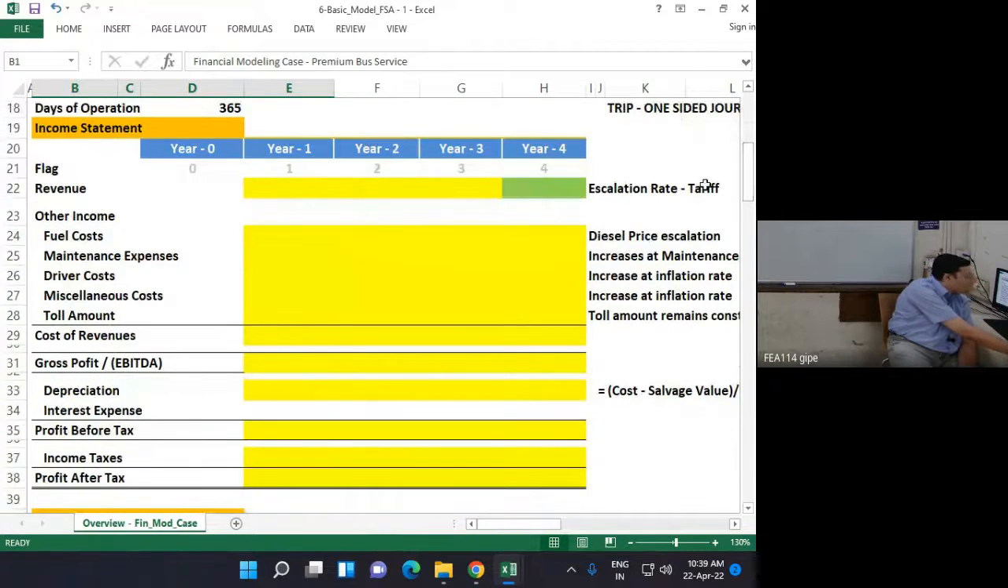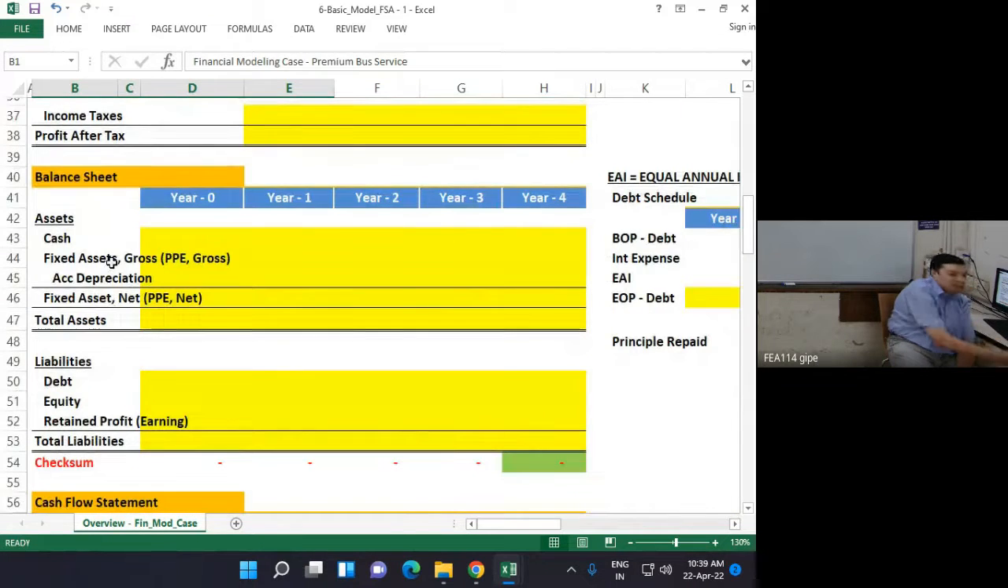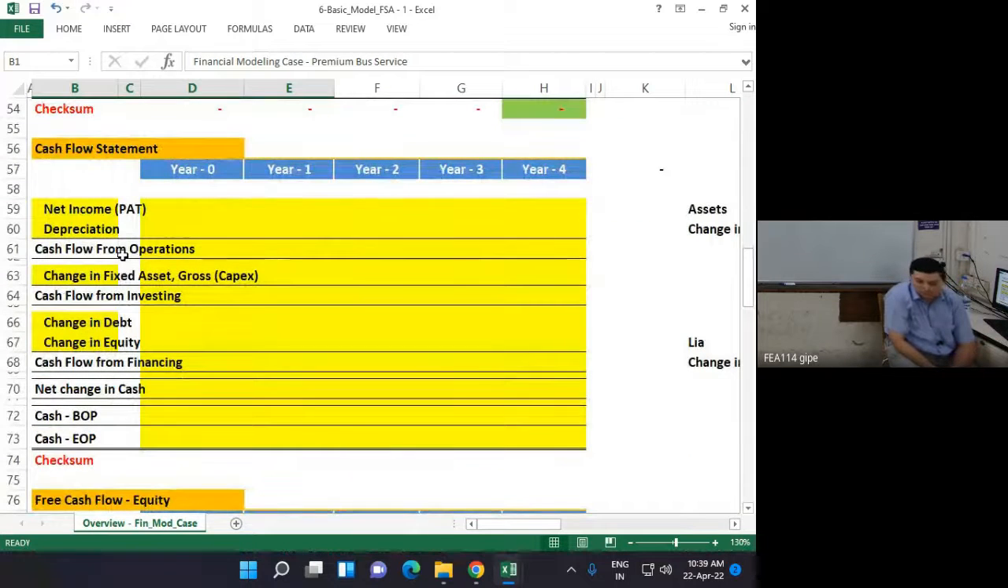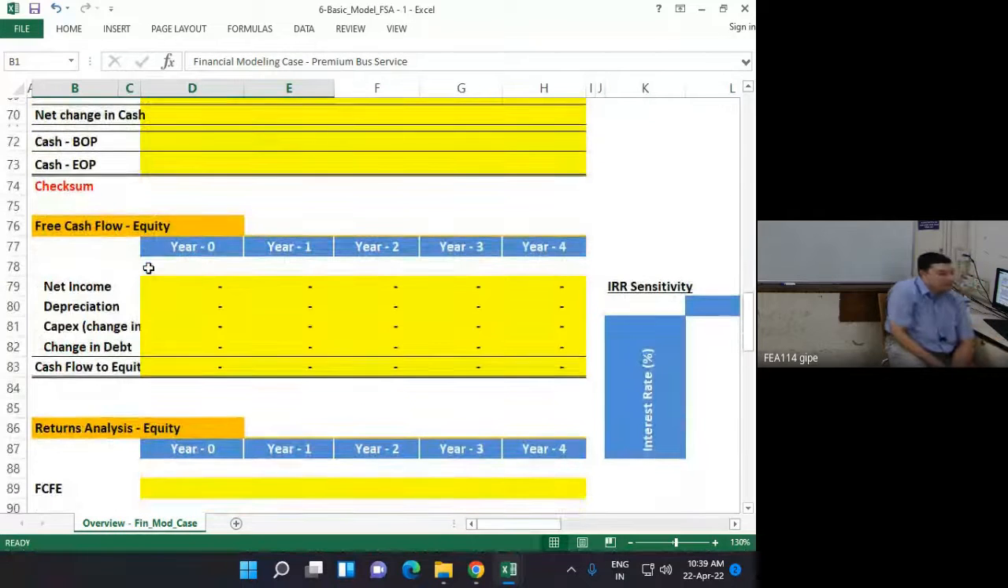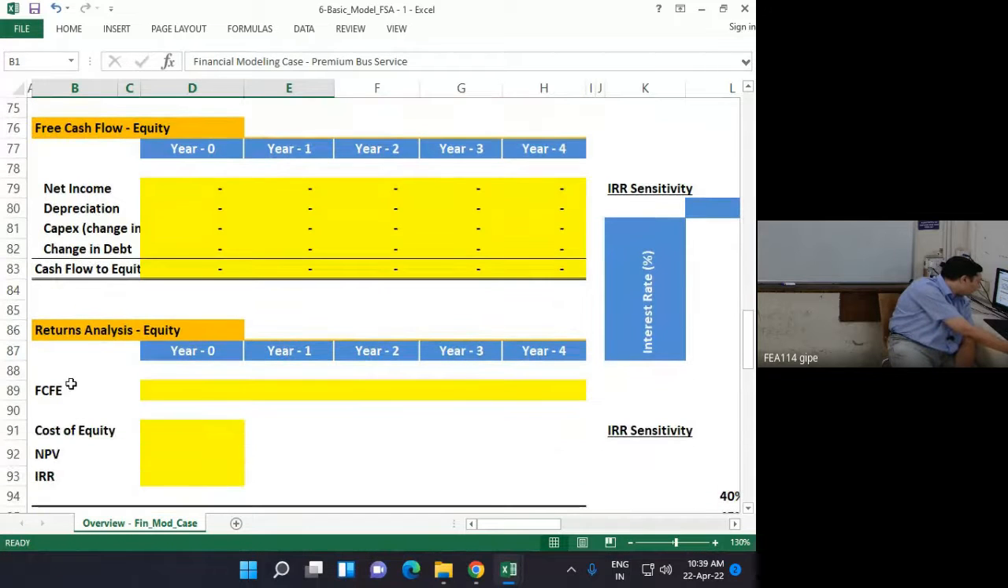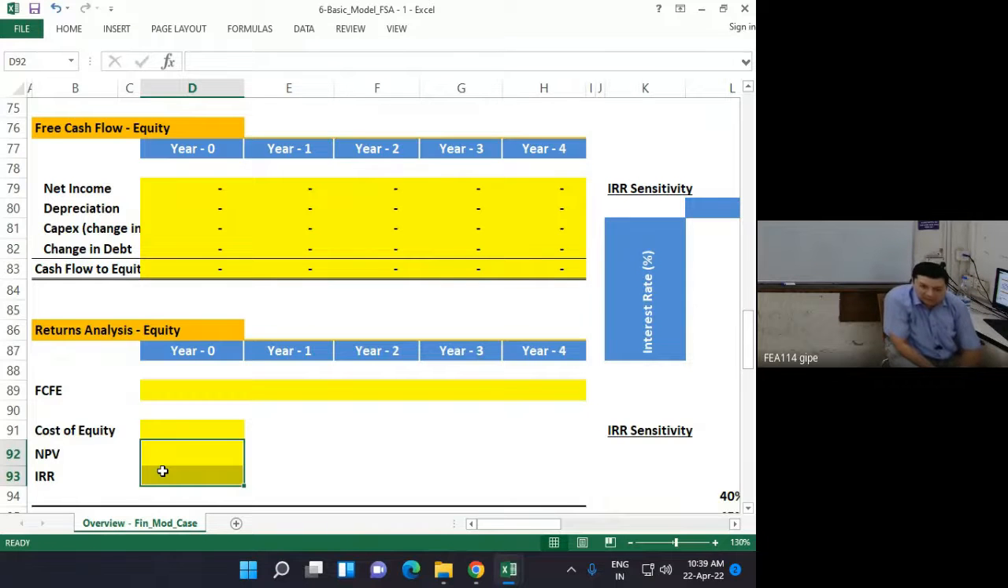We are evaluating the business from a 4-year perspective. We will forecast the income statement for 4 years, then the balance sheet for 4 years. Using the two, we'll make the cash flow for 4 years. Then from the cash flow statement, we will estimate the FCFE, and from the FCFE, you will find the decision parameter NPV or IRR, and then we will take a decision whether it's a good investment or not.